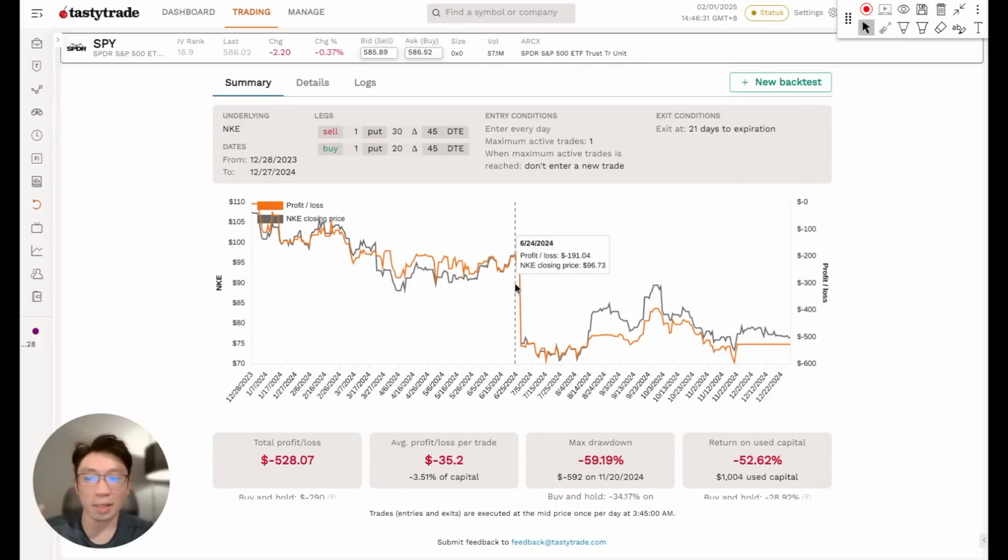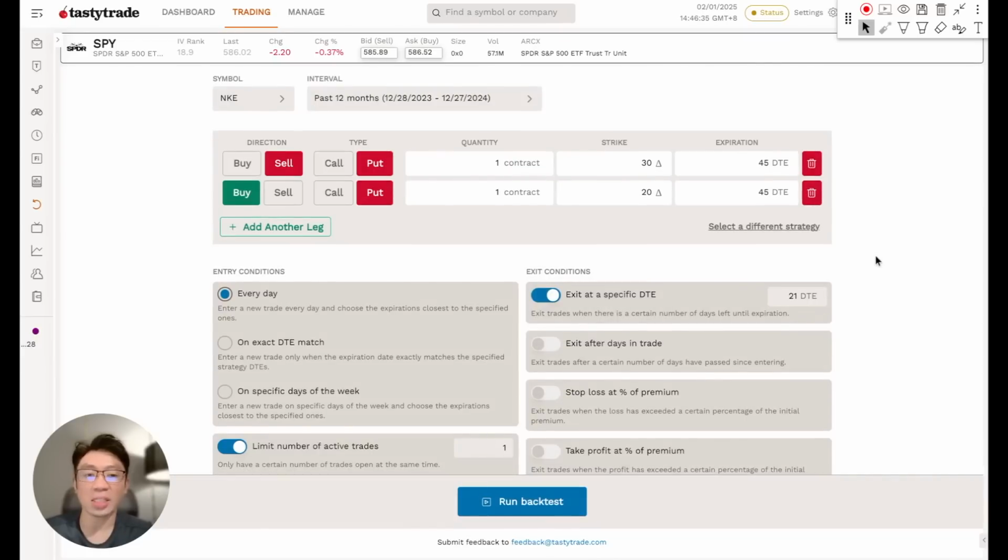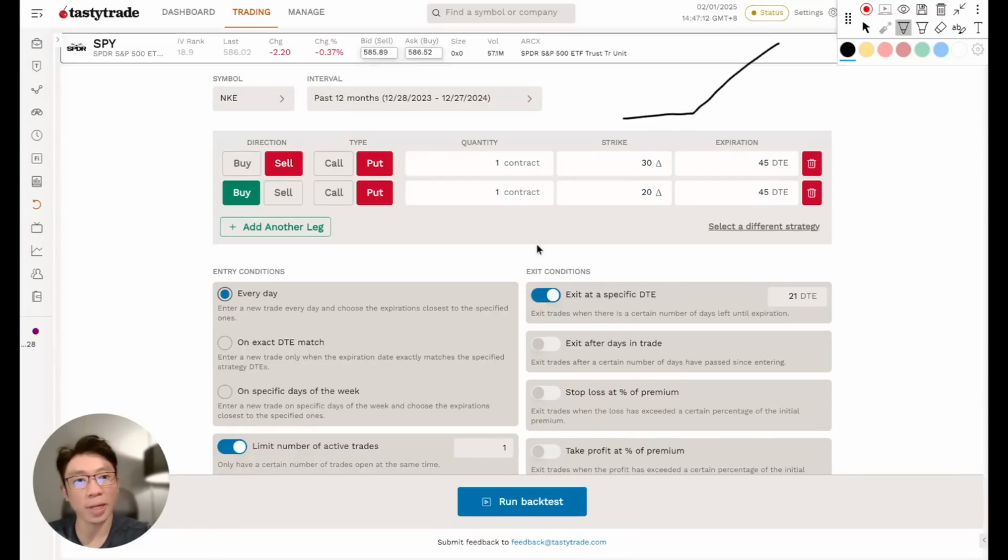Now, one last thing I want to mention regarding the backtest is that there is also another limitation I found regarding the backtesting tool for Tasty Trade, is that certain strategies are going to be a little bit more difficult to construct. For example, the broken wing butterfly. With the broken wing butterfly, first of all, let me just draw out the P&L graph of the broken wing butterfly so you have an idea how it looks like.